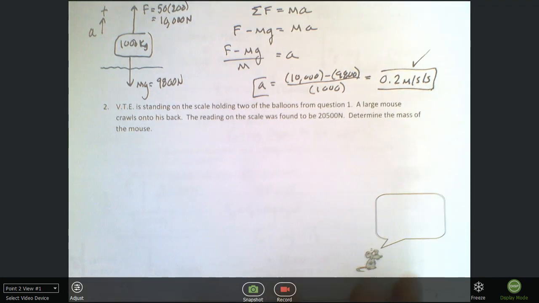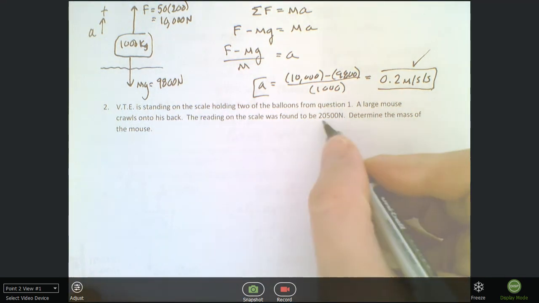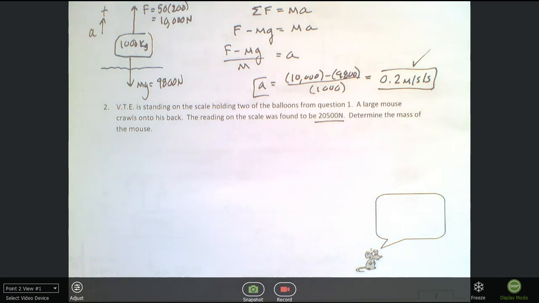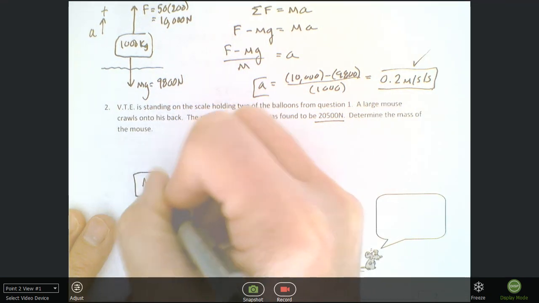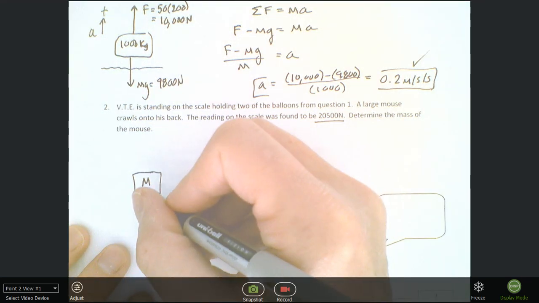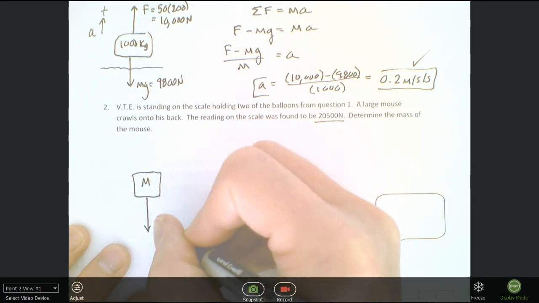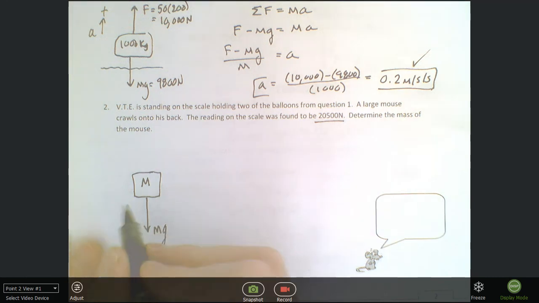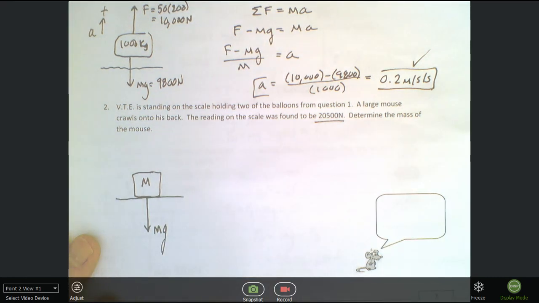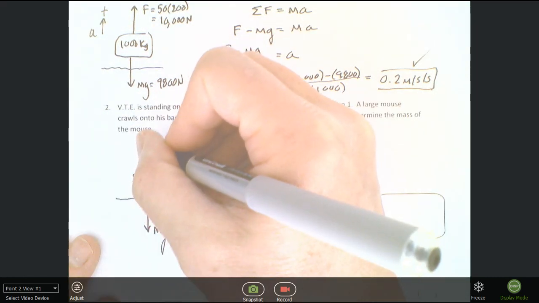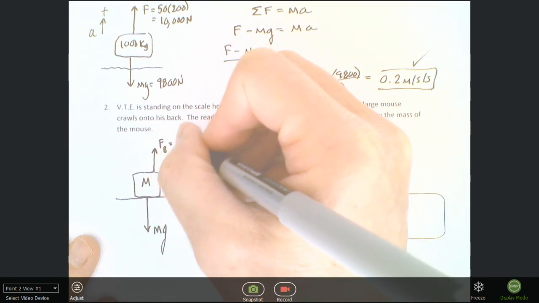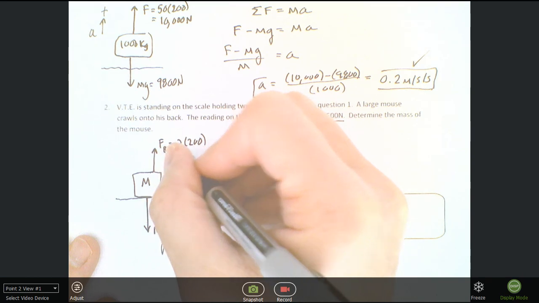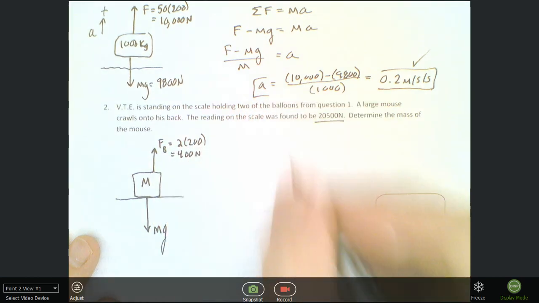Okay, back to the elephant standing on a scale holding 2 balloons. A large mouse crawls on its back. The reading on the scale was found to be 20,500 newtons. Determine the mass of the mouse. Okay, so we don't know the total mass anymore. We don't know what the total mass times g is. But they're standing on the scale. There are 2 balloons. So the force of the balloons is 2 times 200, which is 400 newtons.